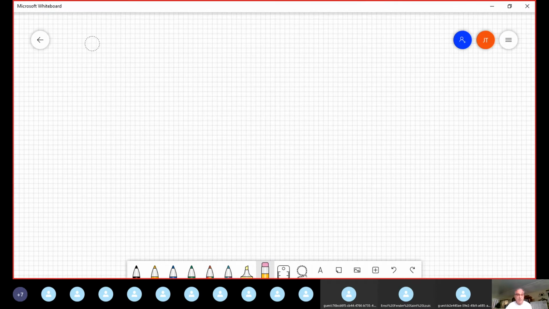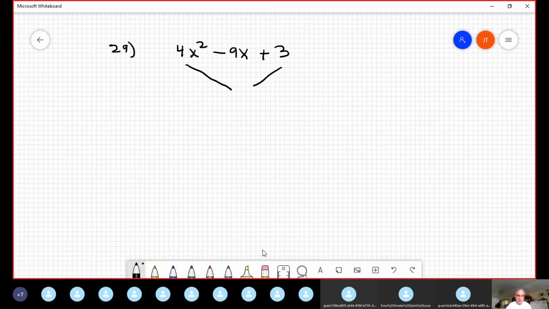Suppose problem 29. Problem 29 is a little bit weird. It is 4x squared minus 9x plus 3. 4 is a perfect square, but 3 is not a perfect square. Obviously, it's not a perfect square trinomial. It's a special trinomial because the leading coefficient here is not 1. You multiply 4 times 3, which is 12. Then you analyze the combinations of 12 that give me 9. Ooh, what is that? I don't know.